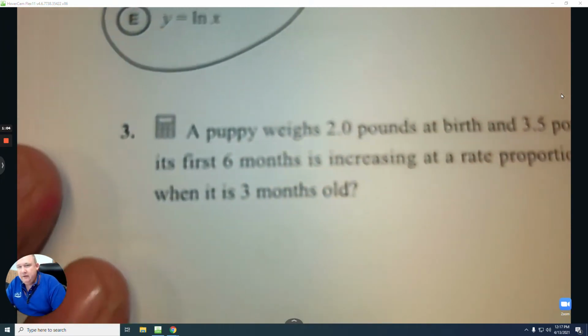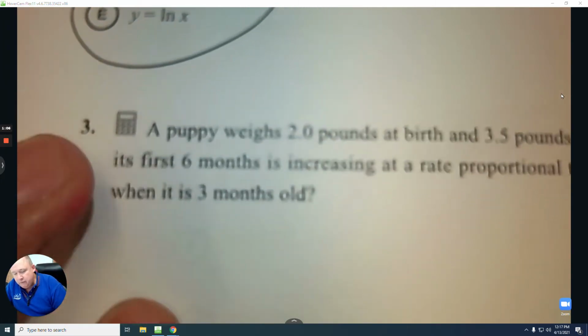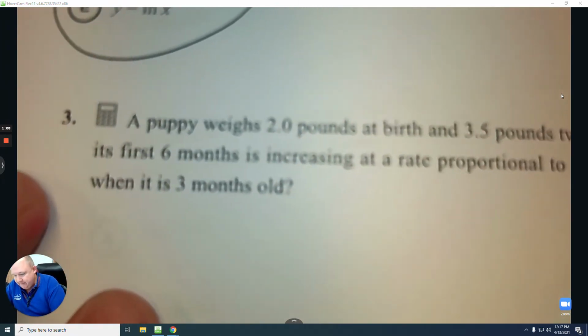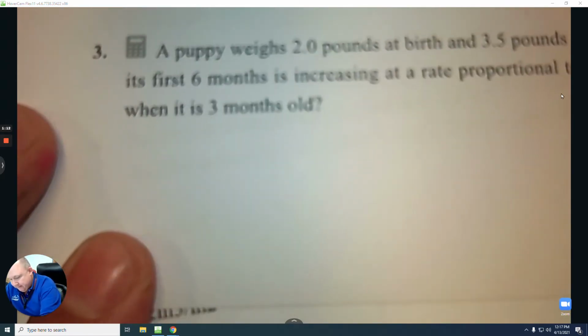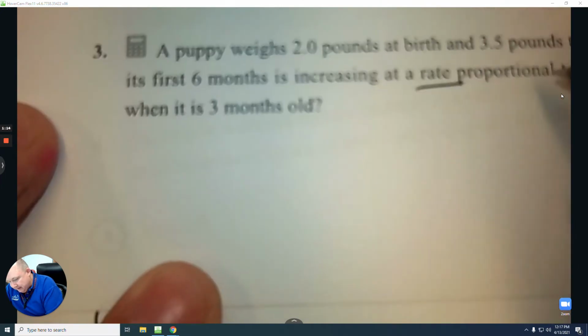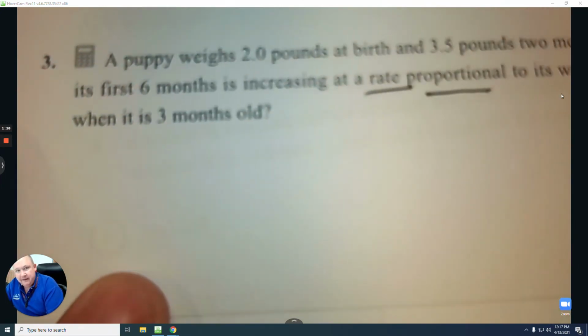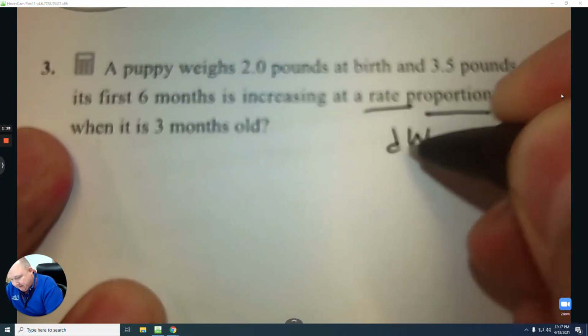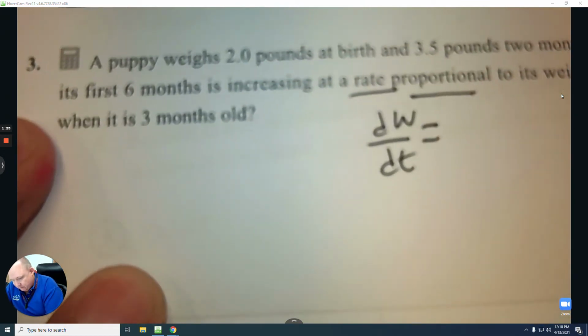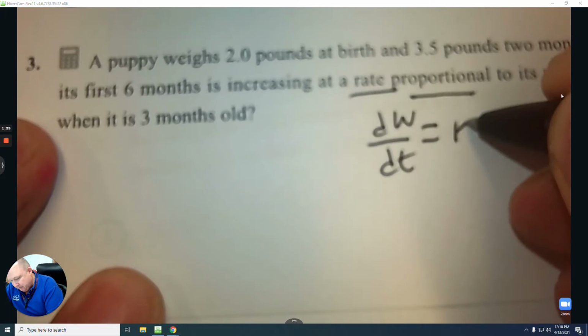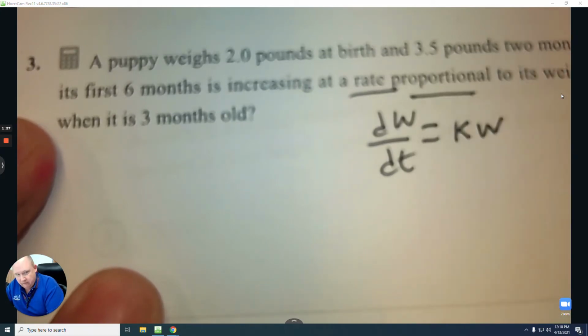Number 3 uses a calculator. Now a puppy weighs 2 pounds at birth and 3.5 pounds later. The weight of the puppy during its first 6 months is increasing at a rate proportional to itself. Now, if I want to think of it as a differential equation, the rate it's increasing is proportional to itself. That's what it looks like.